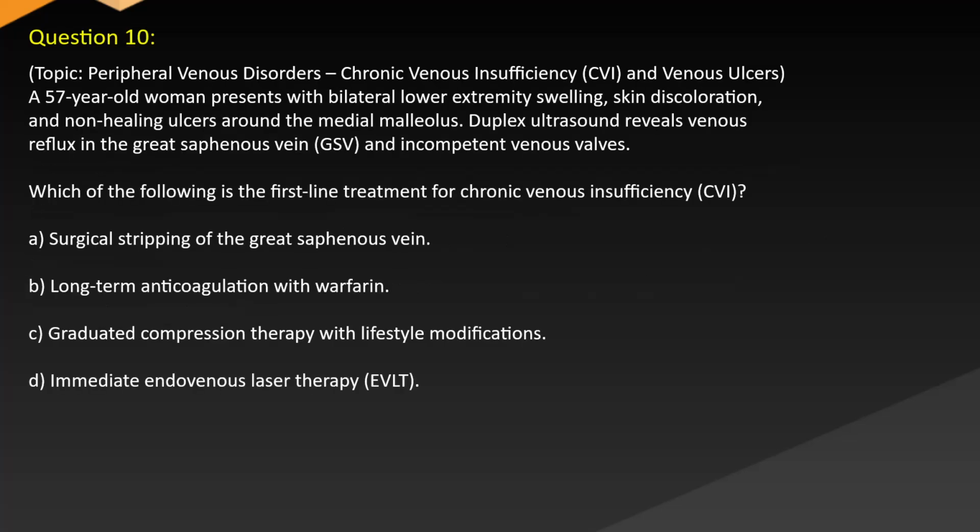Question 10. Topic: Peripheral venous disorders. Chronic venous insufficiency (CVI) and venous ulcers. A 57-year-old woman presents with bilateral lower extremity swelling, skin discoloration, and non-healing ulcers around the medial malleolus. Duplex ultrasound reveals venous reflux in the great saphenous vein (GSV) and incompetent venous valves. Which of the following is the first-line treatment for chronic venous insufficiency (CVI)? A. Surgical stripping of the great saphenous vein. B. Long-term anticoagulation with warfarin. C. Graduated compression therapy with lifestyle modifications. D. Immediate intravenous laser therapy.